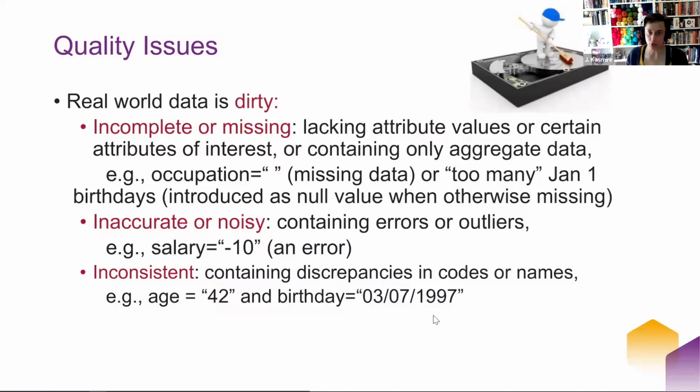Likewise, you might get inaccurate or noisy data, where there is a value, but it's an unreasonable value. So a salary, for example, is listed as -10. That's not a salary. Or there might be inconsistency, so it contains discrepancies between the different columns. For example, someone lists their age as 42, but their birthday is in 1997, which is not going to give an age of 42. So these are some of the things you might find depending on how your data was collected or generated.